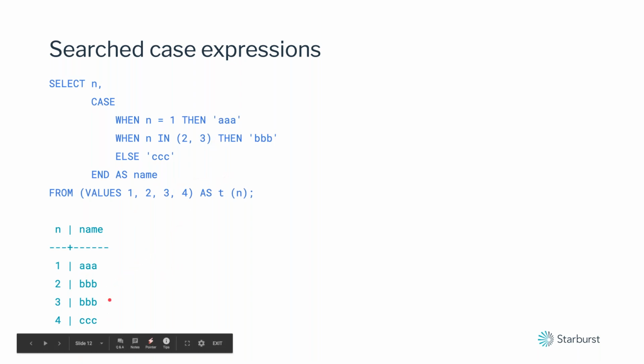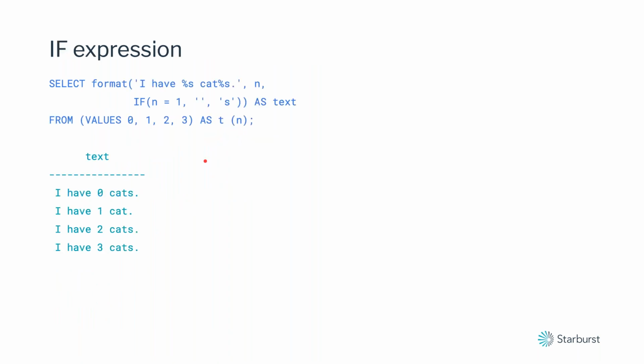And then we can see the output of the query is as we expect from the case expression. Similar to case, we have an if expression, and the if expression takes a Boolean expression to evaluate, and it takes something to return when it's true and something to return when it's false. And we can use the if expression here to pluralize some values when we're printing.